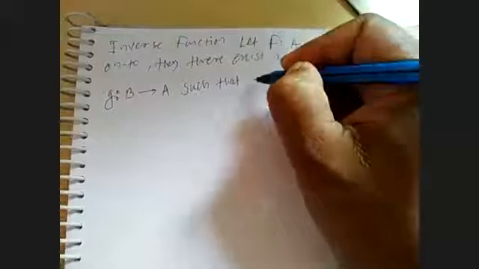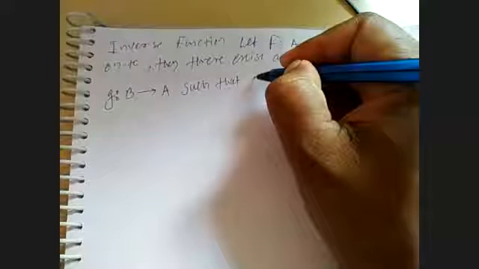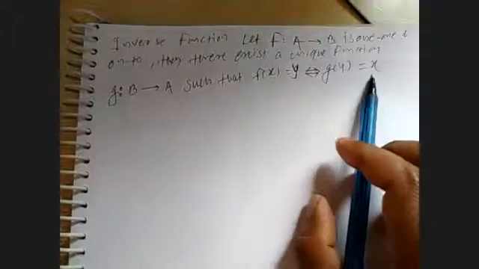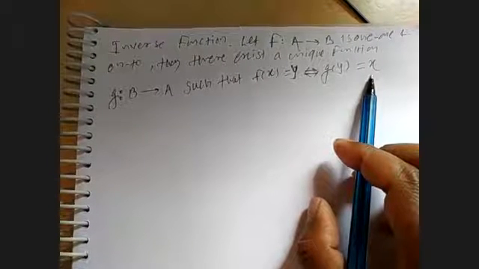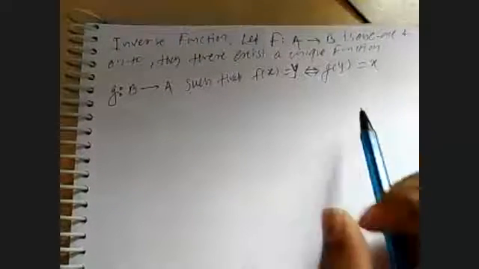f of x equals y implies g of y equals x. If f of x equals y, then g of y should be x. Then g is said to be inverse of f.